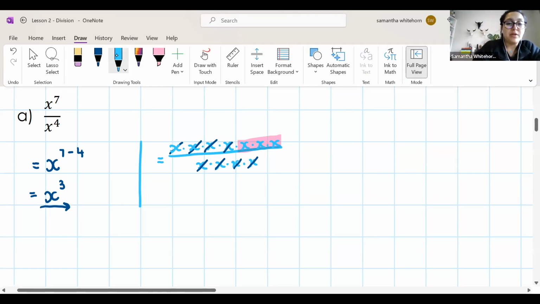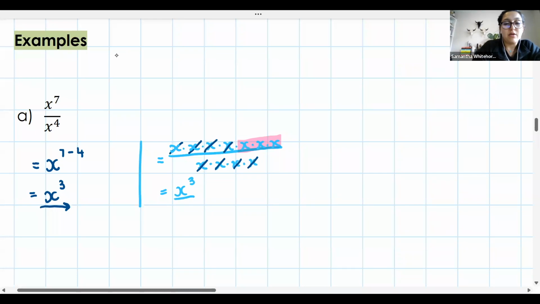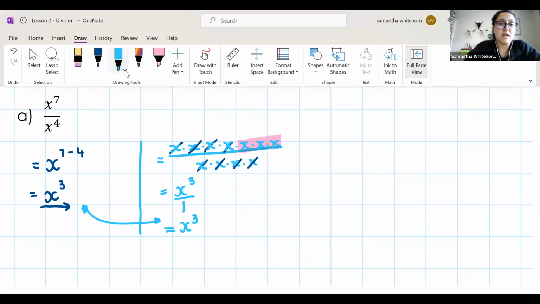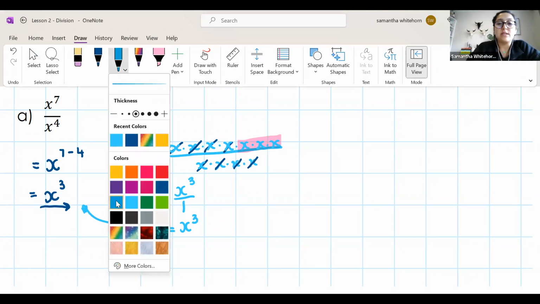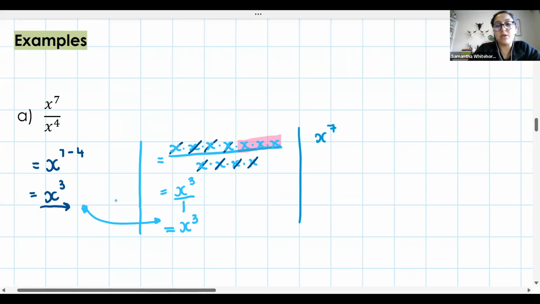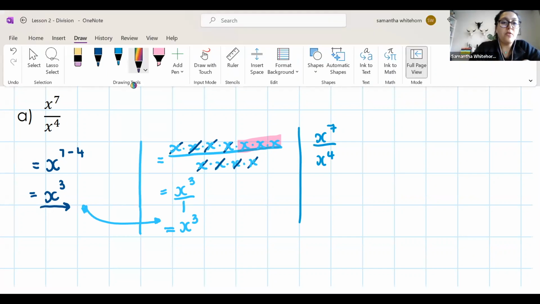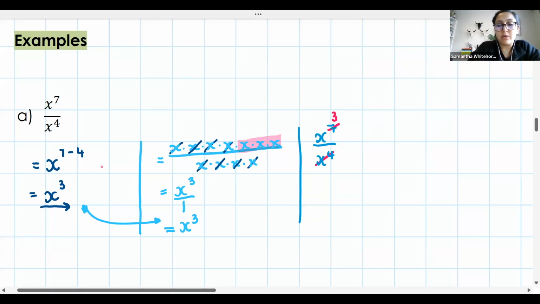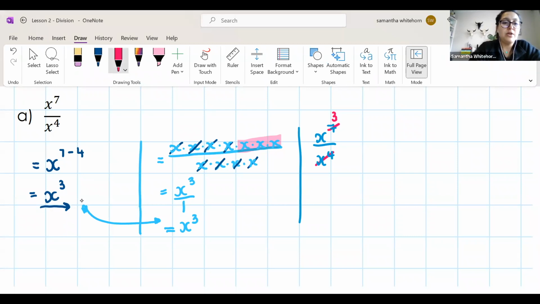And so that leaves me with an answer of x to the power 3 over 1, which is the same thing as x to the power 3. So my answer here is exactly the same. I've just chosen to cross cancel. Again, I wouldn't write all of those x's out because that's time consuming and unnecessary. All I would do is say, okay, I've got 7 x's in my numerator, 4 in my denominator. I can cancel all 4 in my denominator with 4 in my numerator, leaving me with 3. And so that is where I'm getting my x to the power 3 from.